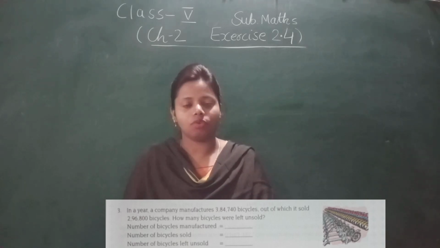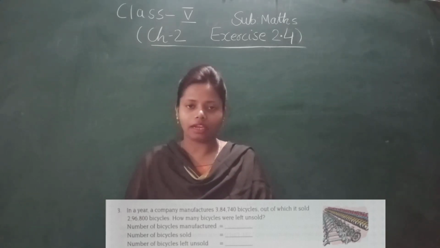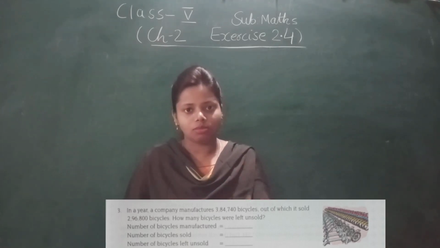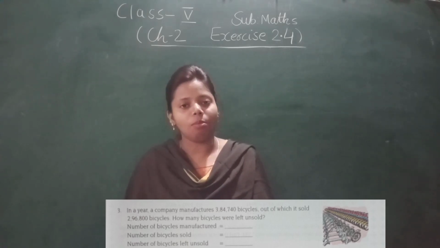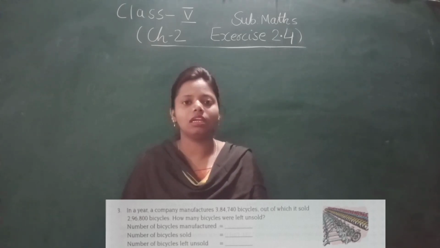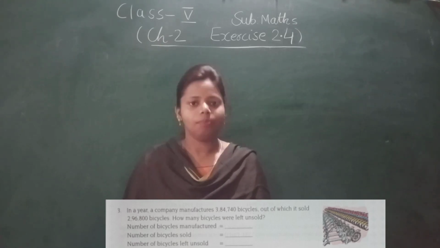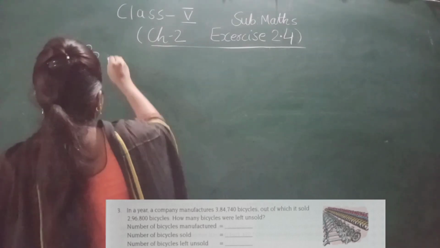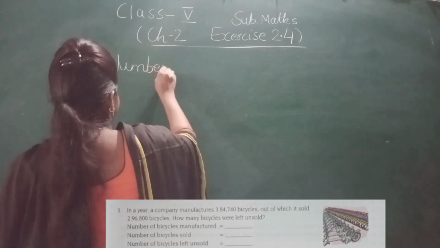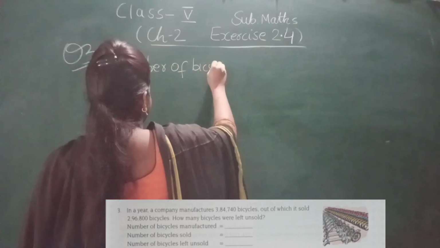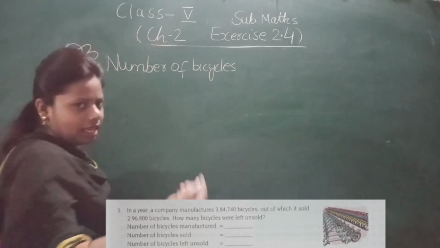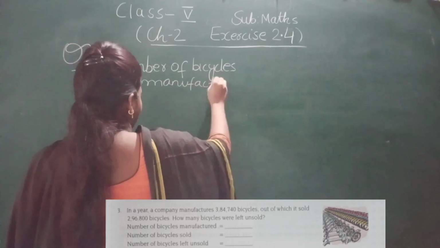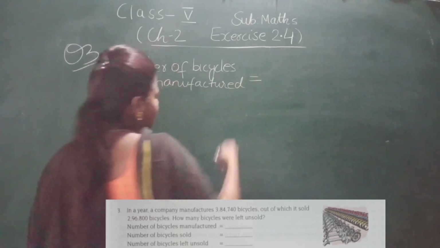Left means what we have to do? We have to subtract. Okay, so this question is easy. We have to subtract the total number of bicycles manufactured in a year minus the bicycles sold in a year. Then we will get the number of unsold bicycles. Okay, so now let's do question number 3. Number of bicycles. First what will we write? Manufactured.